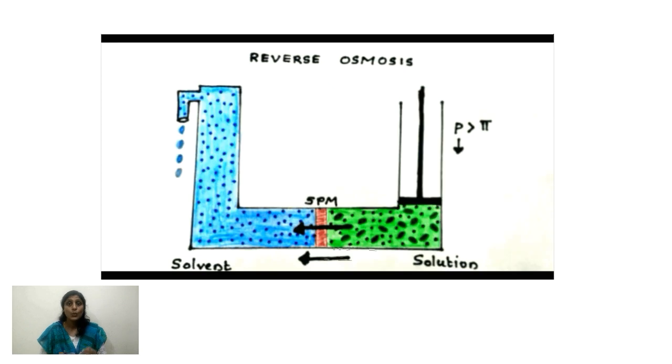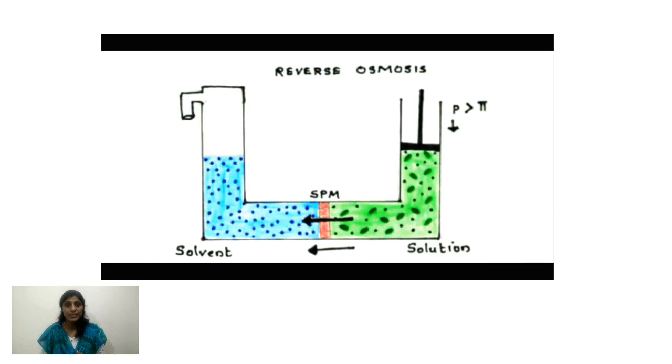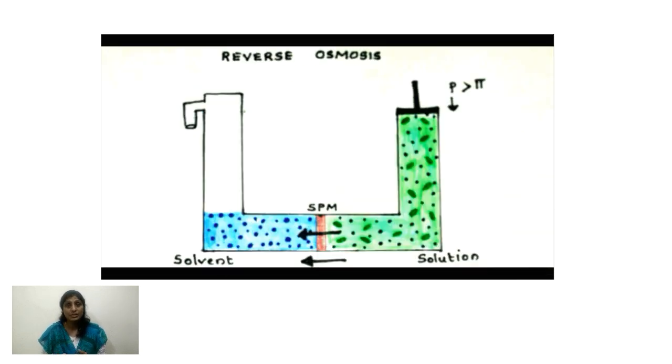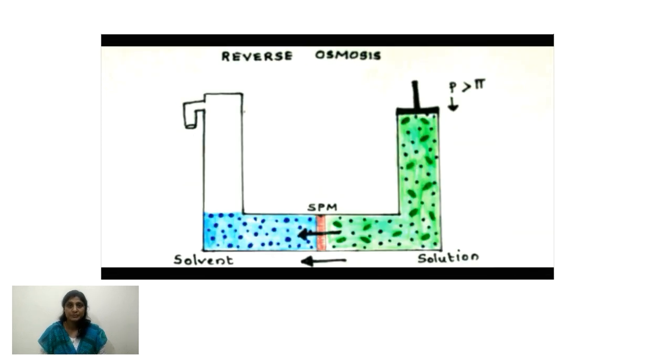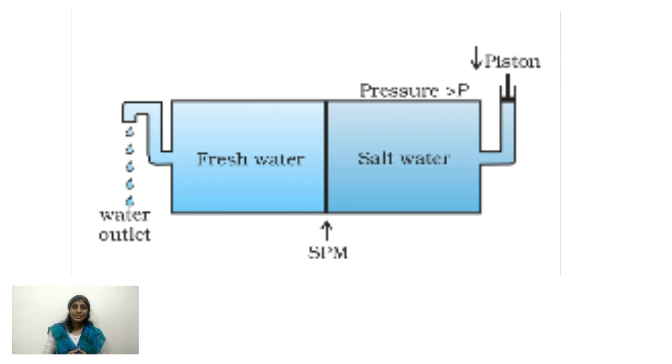Or otherwise, when the applied pressure is more than osmotic pressure, the pure solvent flows out of the solution through a semi-permeable membrane. This process is used in desalination of seawater. Now you can see the schematic representation.